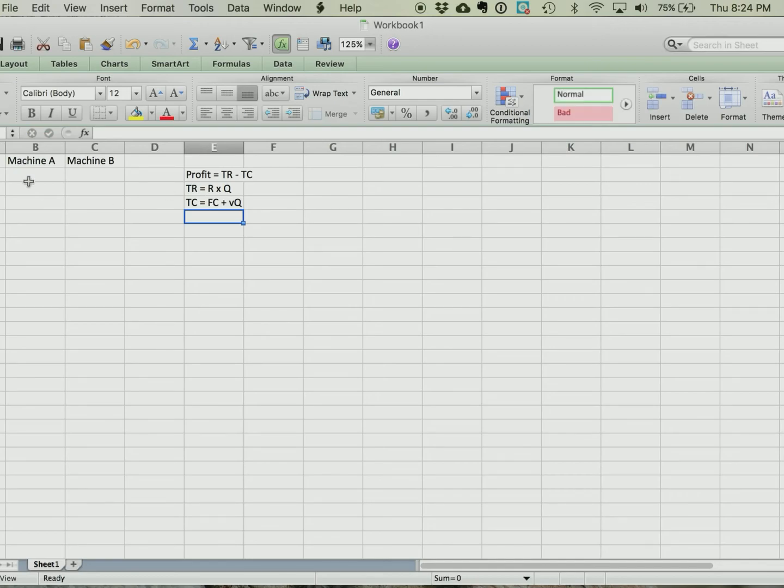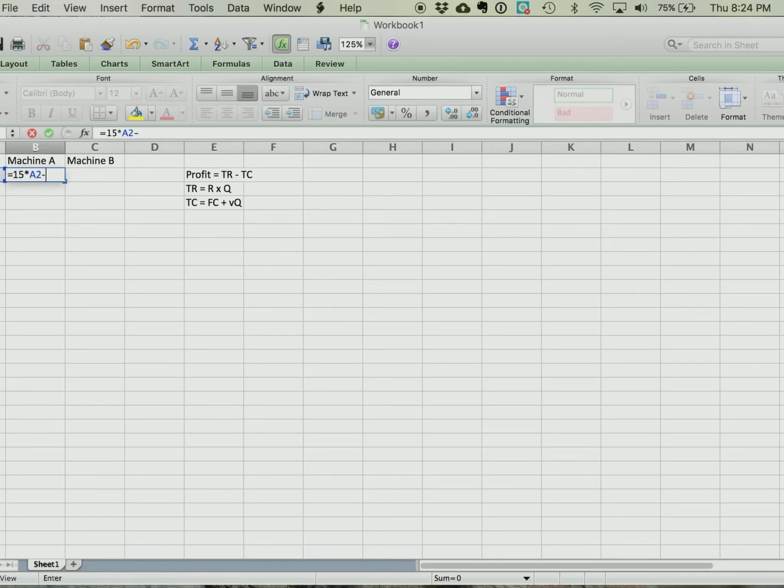So when we want to calculate profit at these different quantity levels, we're going to need to create a formula for machine A and machine B that will be the formula for profit, and then we can just change the quantity within that formula. To do that, we will first do total revenue. For machine A, revenue per unit was 15, and we're going to multiply it times the quantity. So we highlight the cell with the quantity in it.